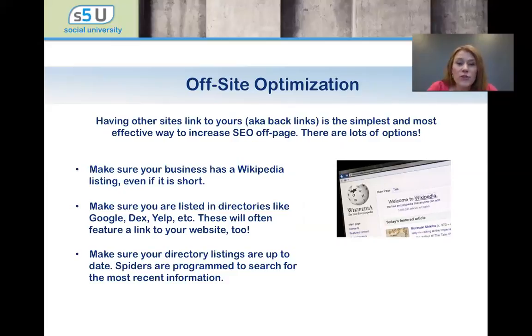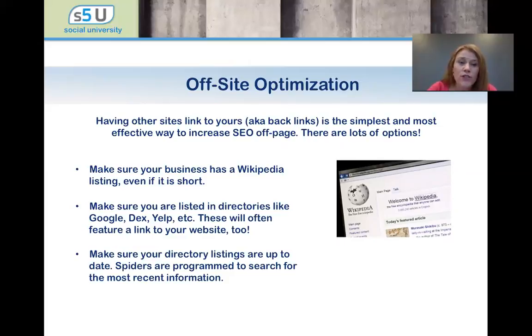One is to make sure that your business has a Wikipedia listing, even if it's really short. And there are other wikis out there too, besides Wikipedia. You can add to a lot of them. Anything that may be relevant to your business. I know there are wikis about insurance and automotive and things like that. So find any wikis that might be related to your business. And again, these are user-driven databases, and you can create a listing for your business.